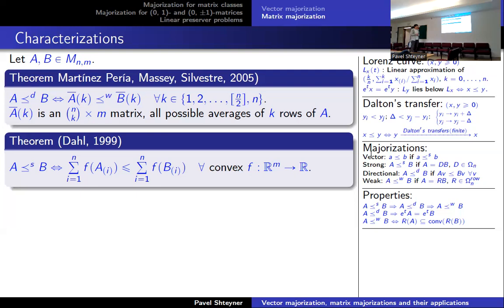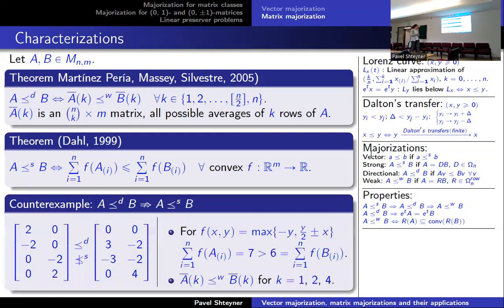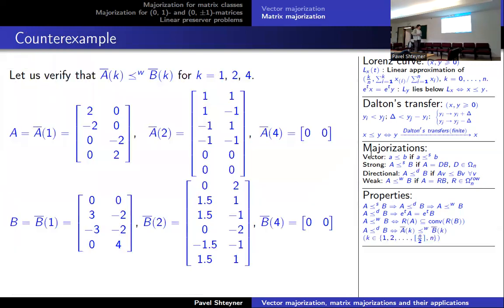For weak majorization, you have a similar characterization as in the case of vector majorization in terms of convex functions. So using these two characterizations, you can give a counterexample, for example, for this convex function the inequality fails, so there is no strong majorization. And let us show that there is directional majorization through reduction to weak majorization.